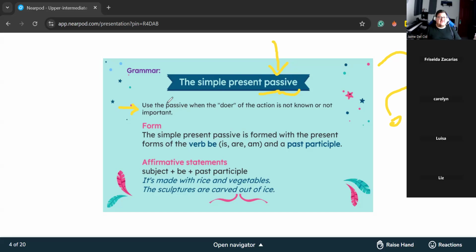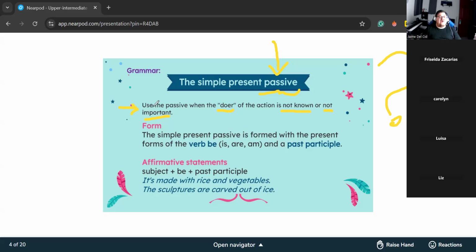When do we use passive? You use passive when the doer, quien hace la acción, the doer of the action is not known or not important. So that depends on the person who's speaking, right? So it depends on you if you're the one using or expressing something. If you think that the doer of the action or the person who is doing the action might not be relevant for the information that you're providing.